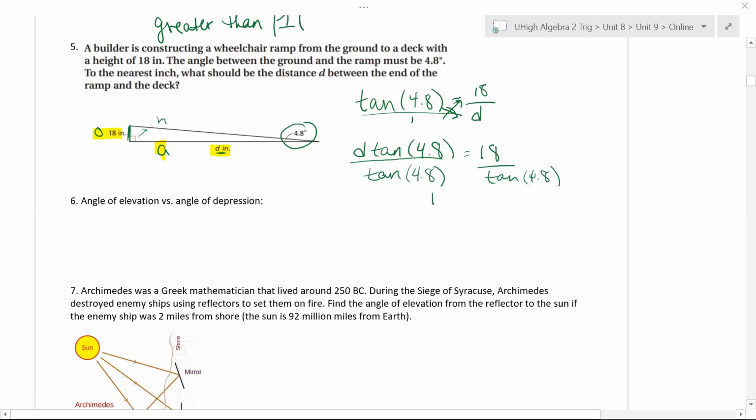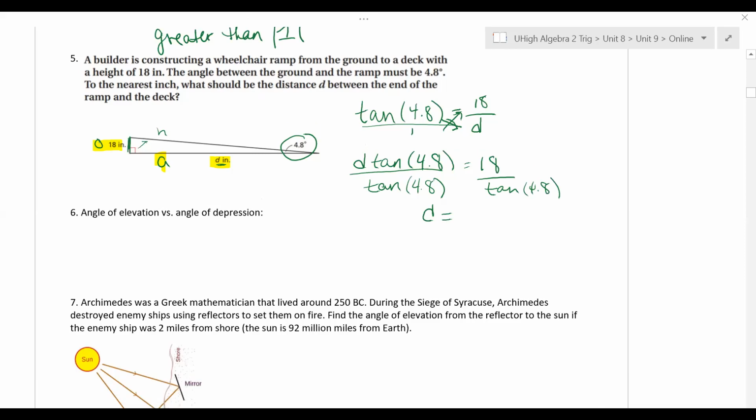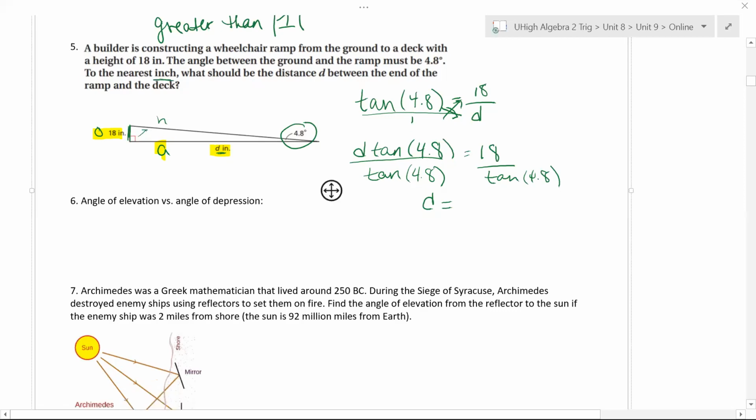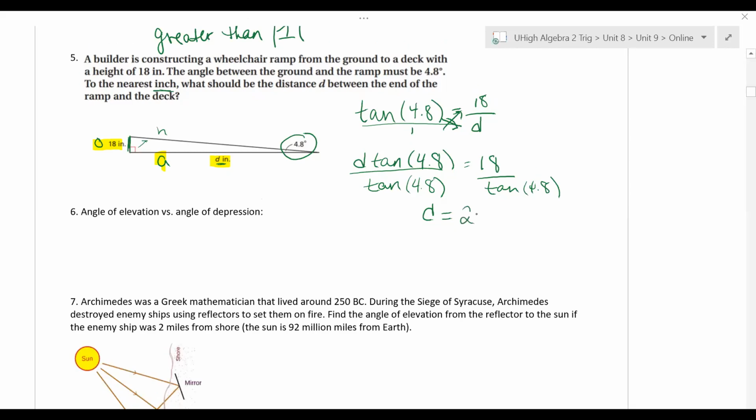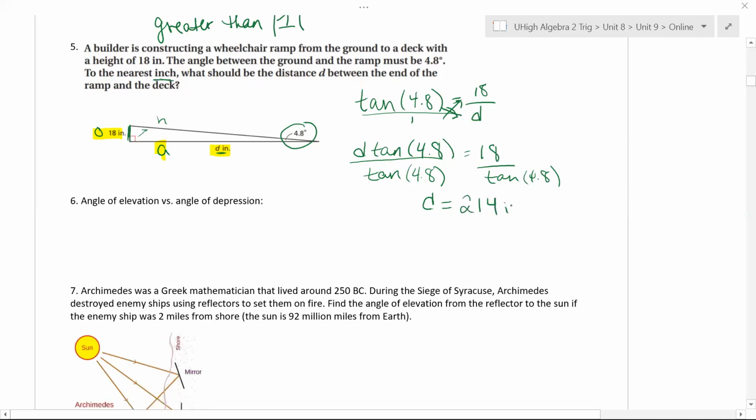When you guys type this into your calculator, you should get that this is approximately, and we're rounding to the nearest inch, so it's going to be approximately 214 inches. And just like yesterday, if you are not getting the right value, make sure that you're in degree mode, not in scientific or radian mode in your calculator.